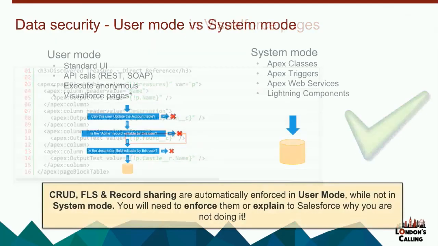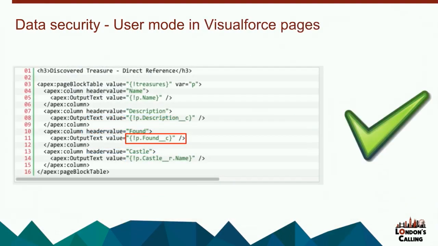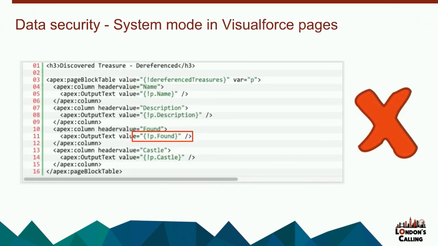This is just a clarification of what I said about the Visualforce pages. If you are using a standard controller or a standard object notation, as here where we are accessing a field directly, in that case the security is going to be enforced. But if you are accessing some info defined in the Apex controller, for example, in this case we are accessing a property, in the Apex controller the system context wins, and the security won't be automatically enforced.